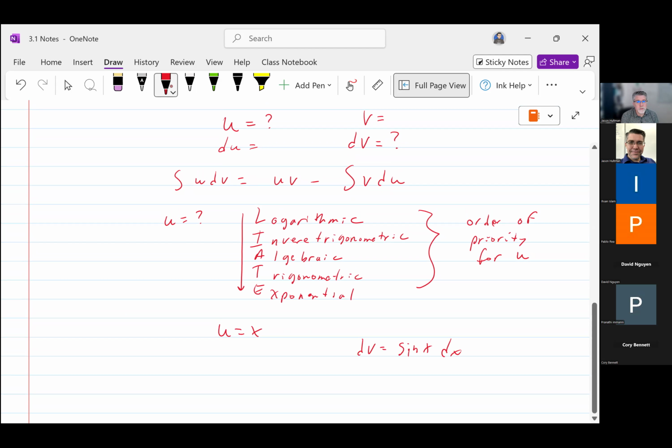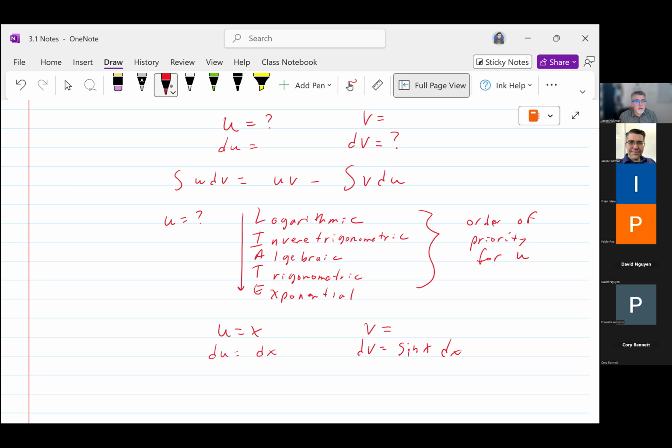Right? So what happens when I take the derivative of u? I get just 1 dx, 1 times dx, or just dx. What happens when I take the integral of sine? What is the integral of sine?